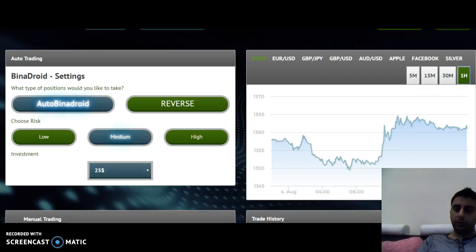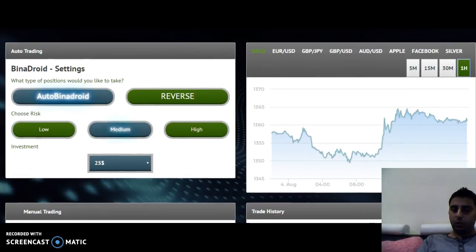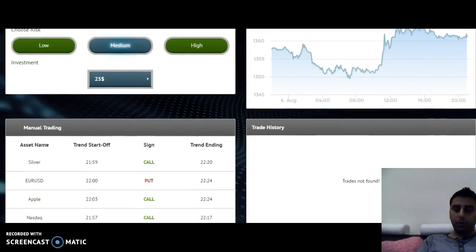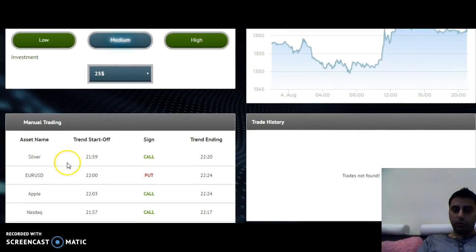Looking down at the bottom of this platform, you'll see some further evidence of signals which traders can take via manual trading. Here you've got your asset, which identifies the commodity, currency pair, or stock, and what time the trend started. This is quite good, especially if the trend has been going on for a while, as it would indicate a strong trend and more chances of success.